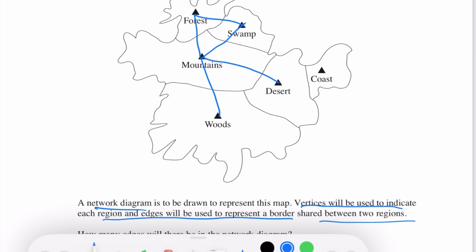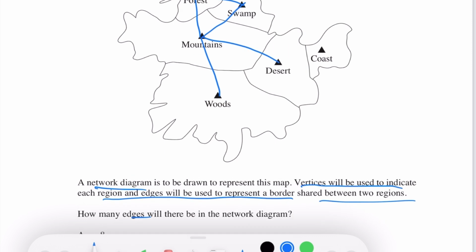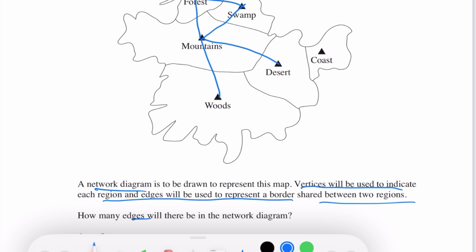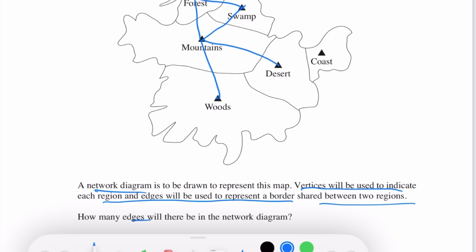Now let's look at swamp. From swamp, I can only go to two places, forest or mountains, as that's the only two shared regions around its edge, and those lines are already drawn. So now we've done mountains, forest, and swamp. Now we're just going to do woods, desert, and coast. So if we look at woods next, I can either go to mountains or desert, nothing else. So woods to mountains is already drawn, so I've just got to do woods to desert.